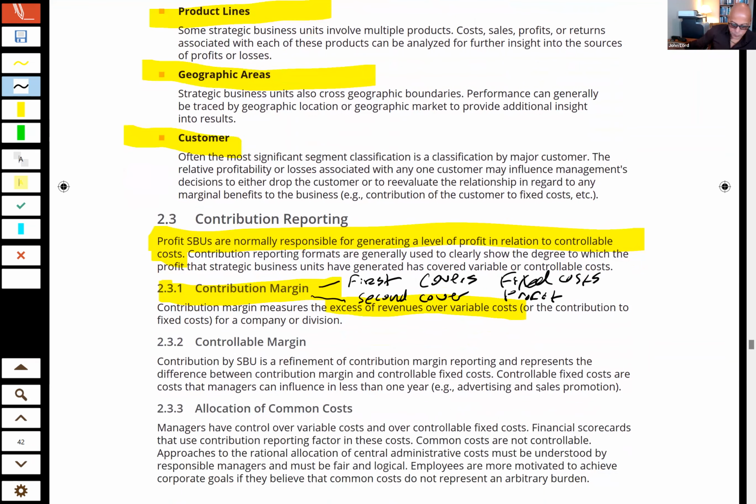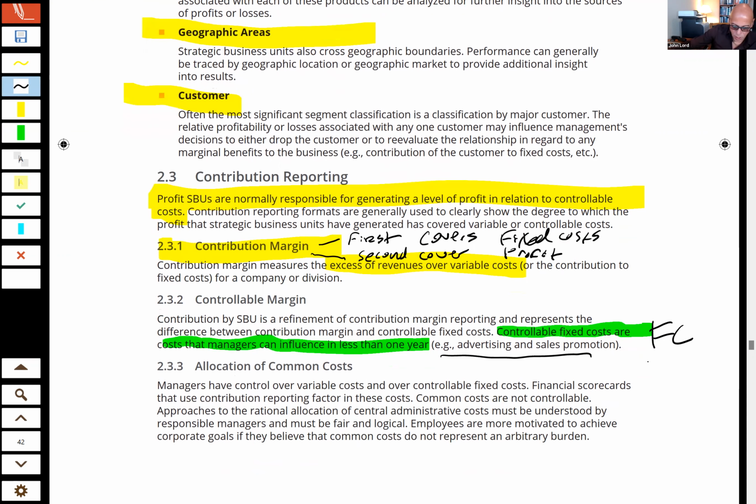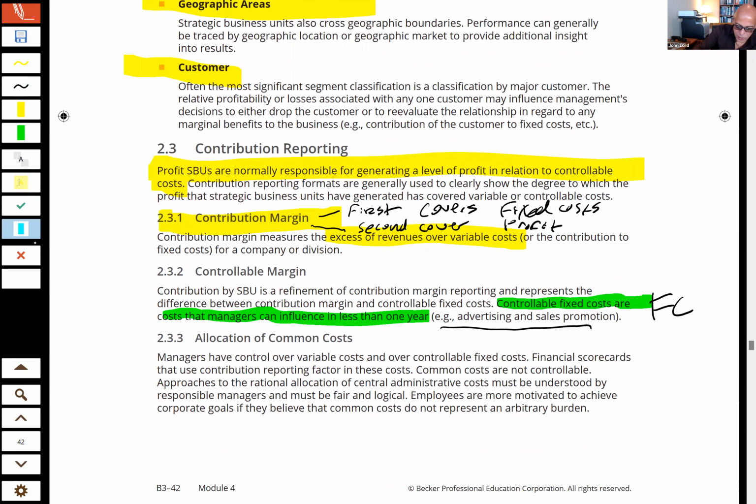Let's just take a look. When we look at our contribution margin, which is going first towards fixed costs, controllable fixed costs are costs that managers can influence in less than 1 year. Those are controllable fixed costs, such as advertising and promotion. Flashcard that. We also have common costs, and managers have control over variable costs and over controllable fixed costs. Financial scorecards that use contribution reporting factor in these costs.